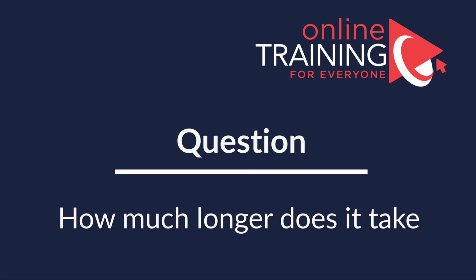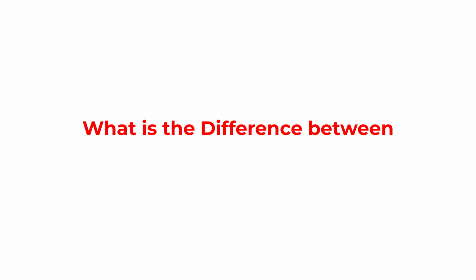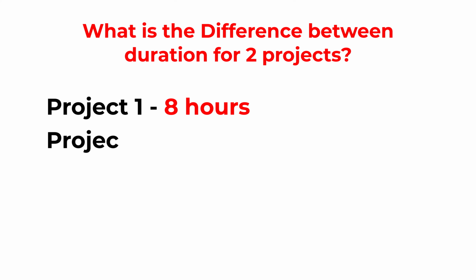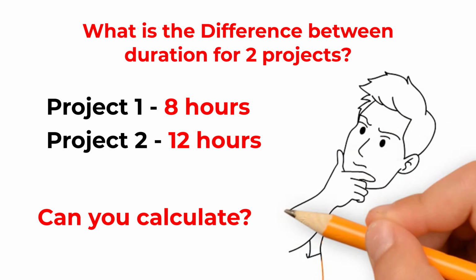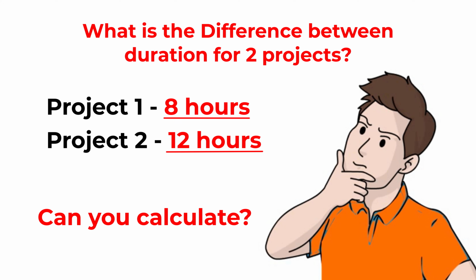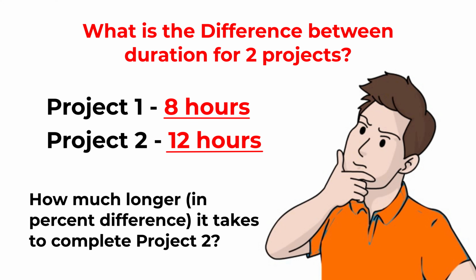Here is an interesting question which tests your understanding of percentage differences. You are presented with 2 projects, Project 1 and Project 2, and you need to calculate the difference between completion time for those 2 projects. It takes 8 hours to complete Project 1, and it takes 12 hours to complete Project 2. So, how much longer does it take to complete Project 2?